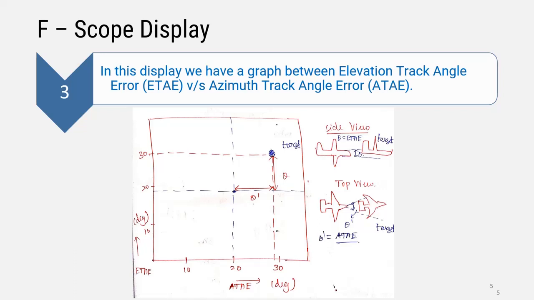The elevation track angle error helps us to determine the difference in the side view, that is, how much it is tilted when we see from the side view. Whereas the azimuth track angle error helps us to determine the error when we see from the top view. So this is all about the F-scope display.